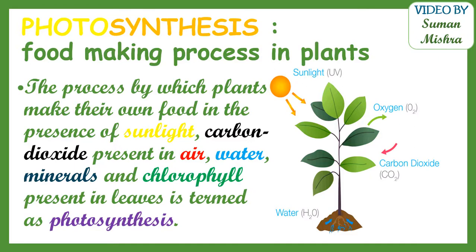So the complete process of photosynthesis can be defined as the process by which plants make their own food in the presence of sunlight, carbon dioxide present in the air, water and minerals, and chlorophyll present in the leaves. So this is how a complete definition of photosynthesis looks, and this you have to memorize.